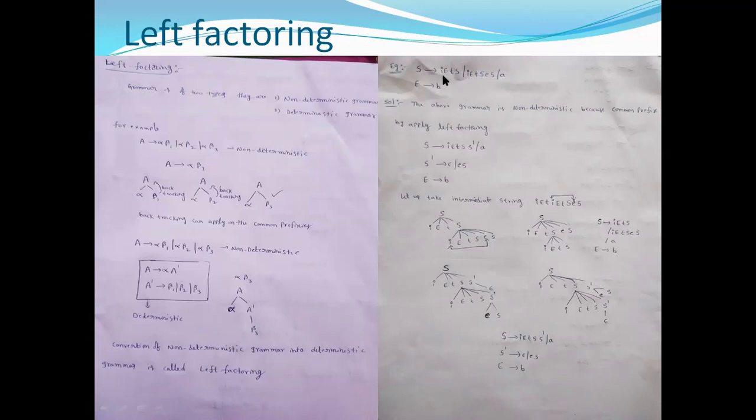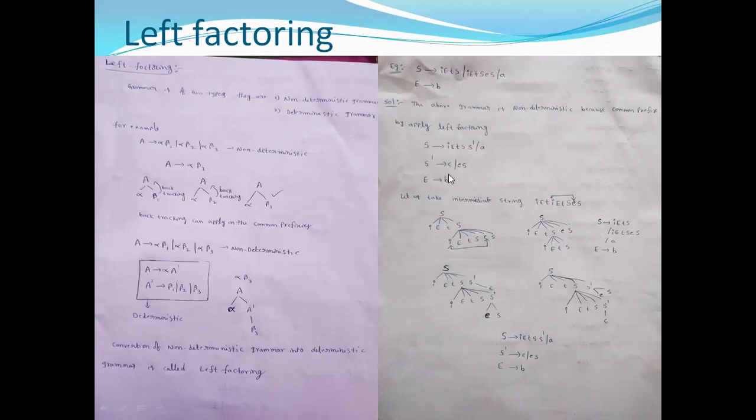So here we have written the total string, so what is remaining? Epsilon. So what remains here is S. So those are the placements and E produces B. So this is the elimination of non-determinism present in a grammar, converting it into a deterministic one by using left factoring.